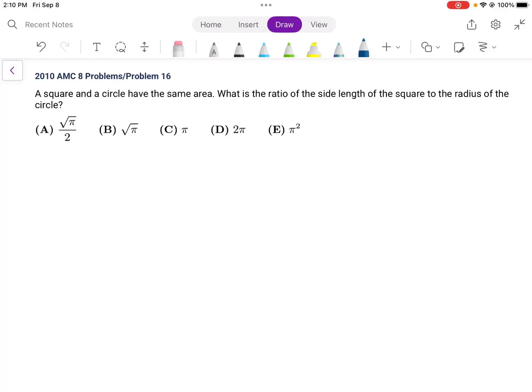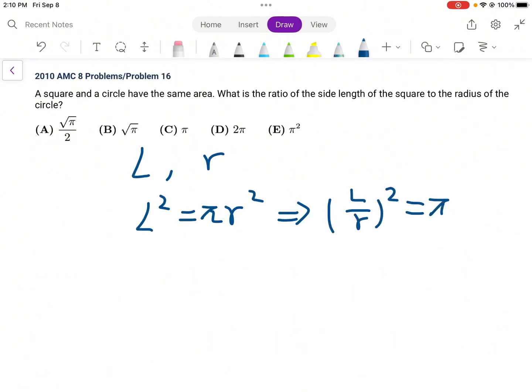Problem 16. A square and a circle have the same area. Let's assume the side length of the square is L and the radius of the circle is R. Because their areas are equal, we have L squared equals pi R squared. And then we can get (L over R) squared equals pi. That means L over R equals square root of pi. The answer is B.